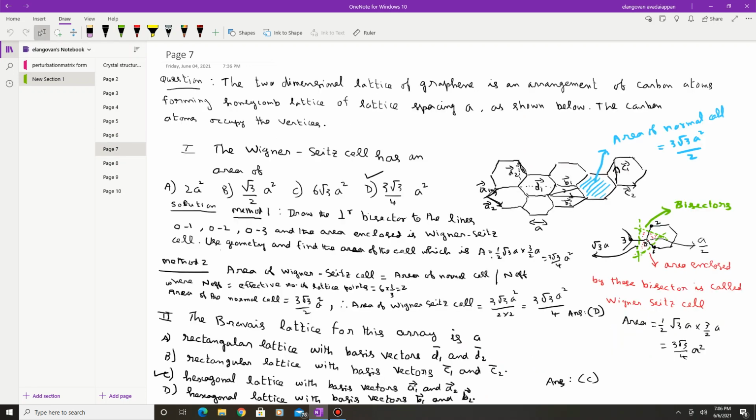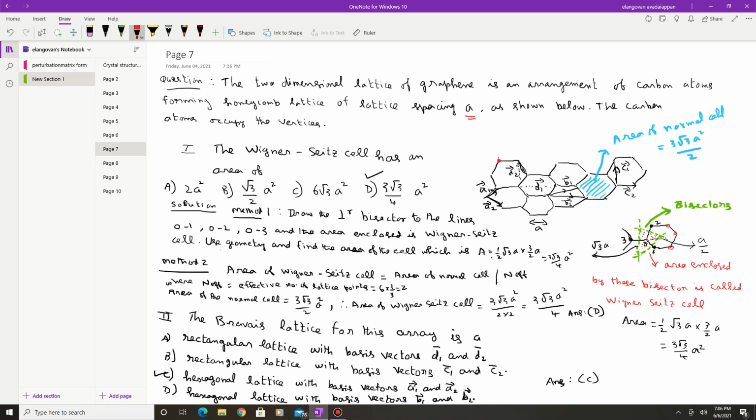The next question is, the 2-dimensional lattice of graphene is an arrangement of carbon atoms forming a honeycomb lattice with lattice spacing a, as shown below. The carbon atoms occupy the vertices. So each atom, the corner atoms, occupies each position.